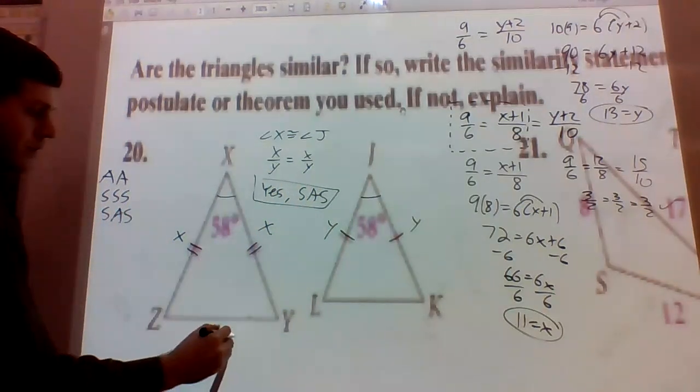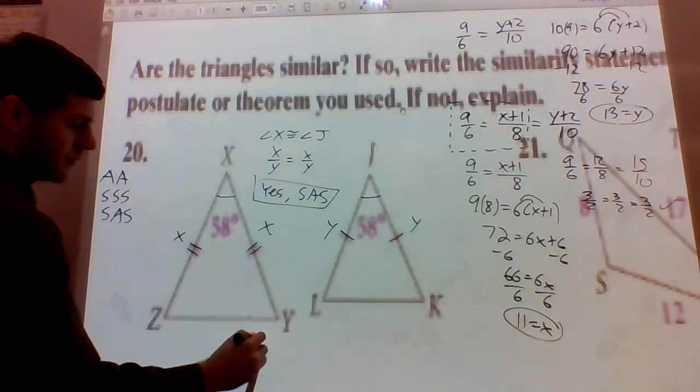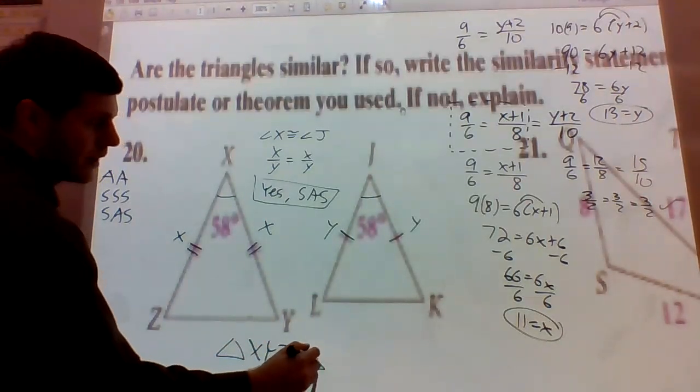Okay, and then our similarity ratio, there are 6 different ways to name the triangle. Let's just name it XYZ, and that's similar to triangle JKL.